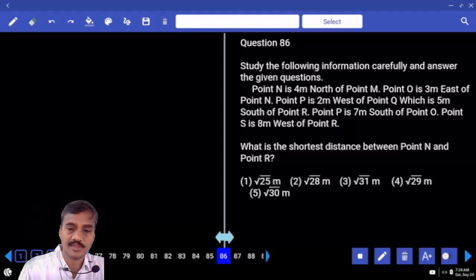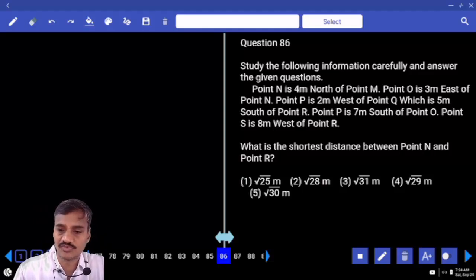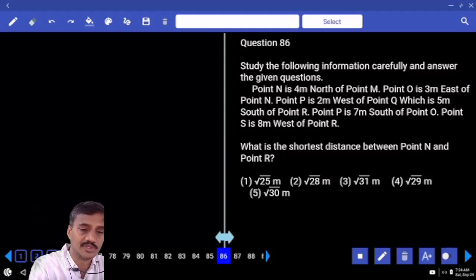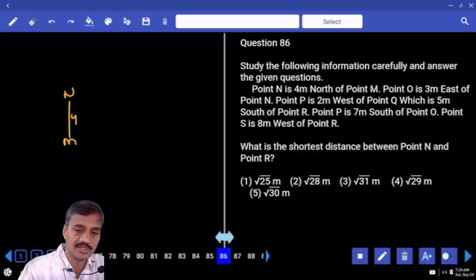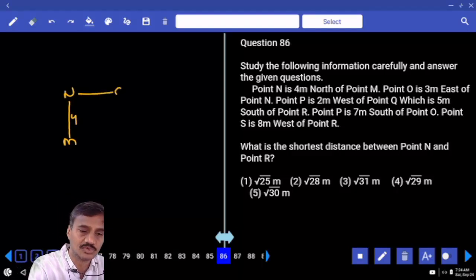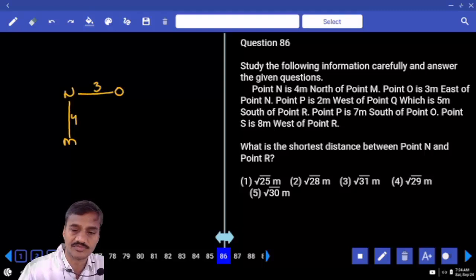81 to 85. Then N is 4 meters to the north of M. N is 4 meters to the north of M. M is here. N, what is the distance between these two? 4 meters. N is 4 meters to the north of M. O is 3 meters to the east of N. Now this O, which is 3 meters to the east of N.